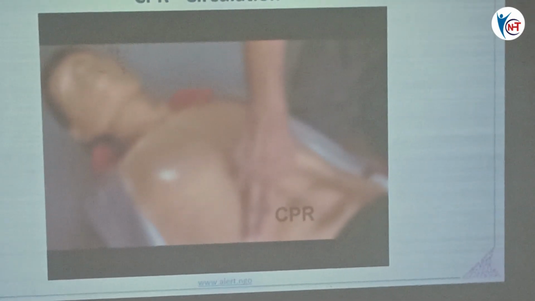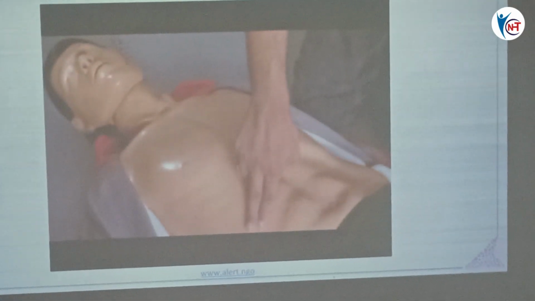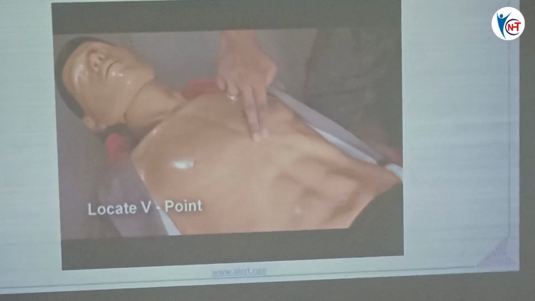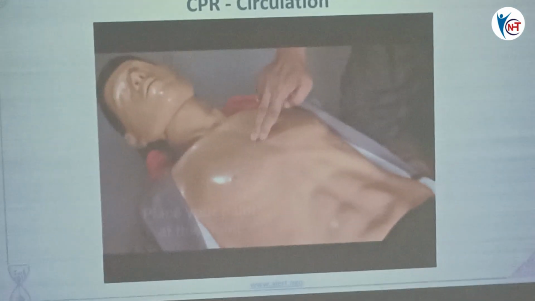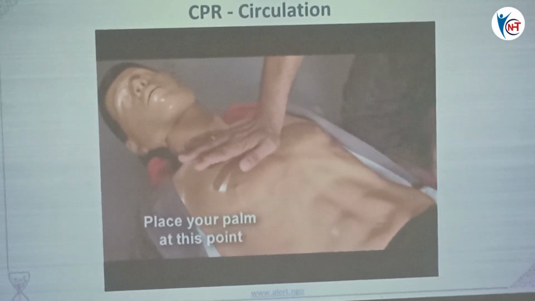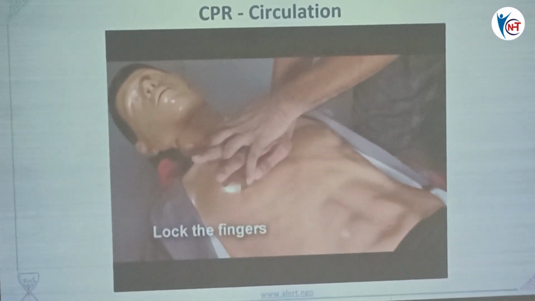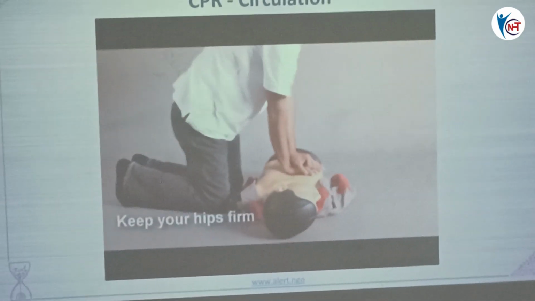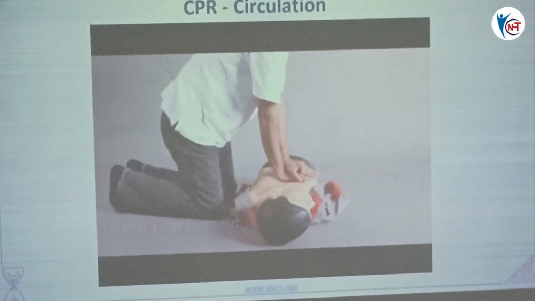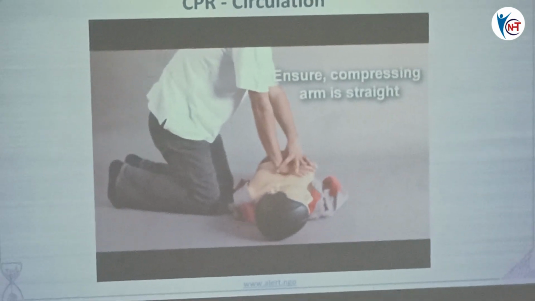So the moment we know there is no pulse, no breathing, immediately locate the V point. From V, 2 inches over. Place your feet and interlock your other hand. Then come 90 degrees over. Make sure that hands are straight. Elbows are supposed to be straight.